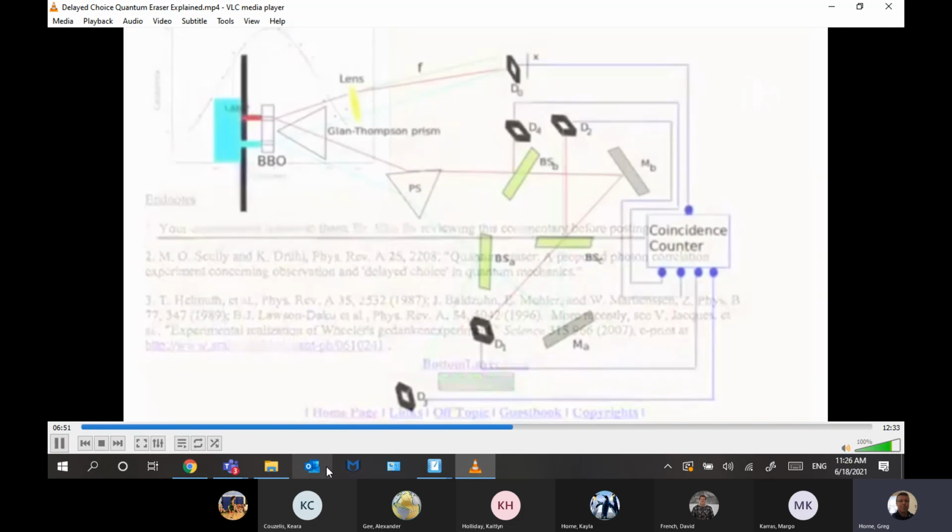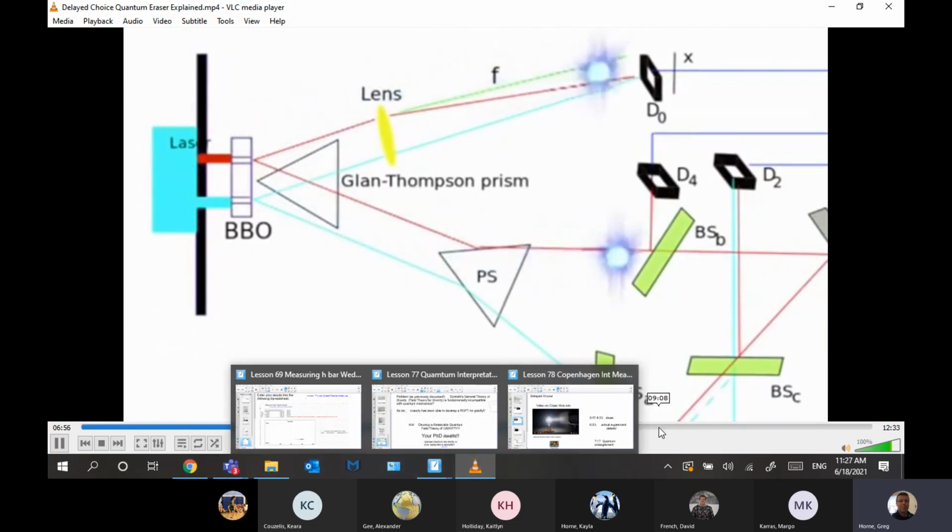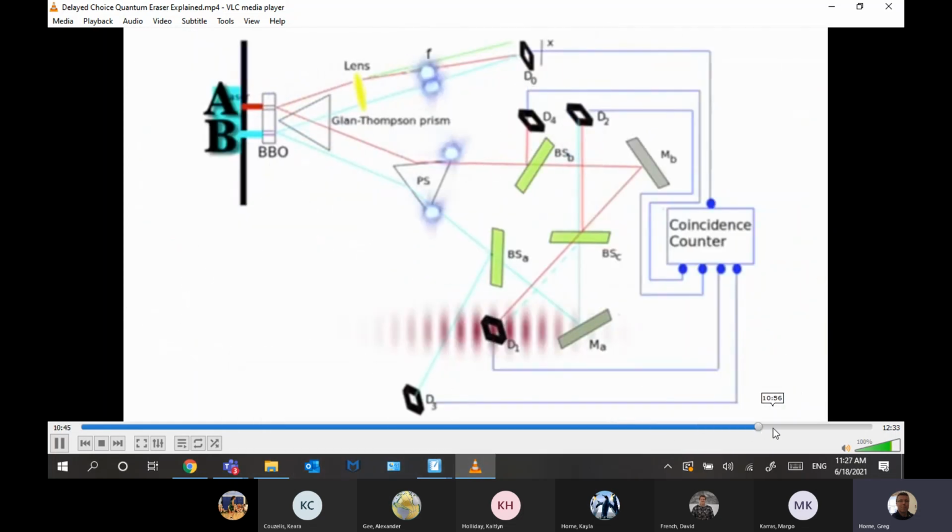The experiment begins in the top left corner, with the laser firing two entangled photons, so acting in a way that gives actual path information. That's the details of how the more detailed version actually works.